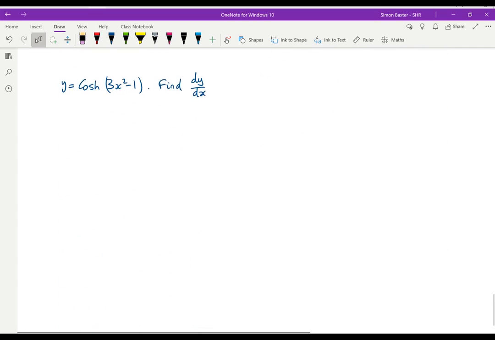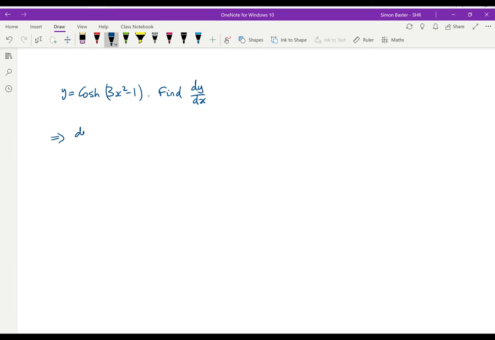Here's a simple little example. If we have y equals cosh of 3x squared minus 1, how can we find dy by dx? Well, you should all be able to do that. dy by dx, chain rule, if I differentiate cosh, I get sinh. So this gives me sinh of 3x squared minus 1 times differentiate 3x squared minus 1, 6x. Tidy it up, 6x sinh of 3x squared minus 1.